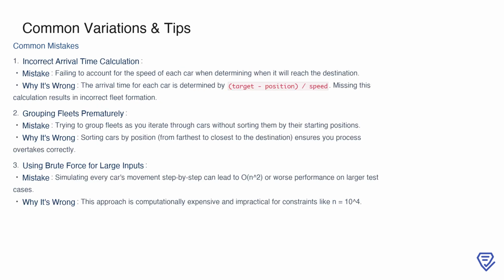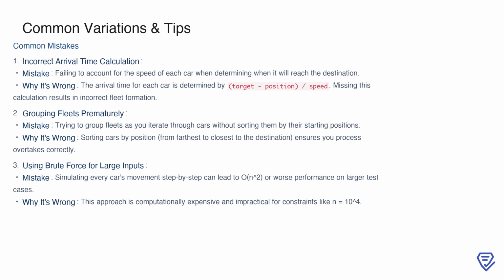When solving the car fleet problem, there are some common mistakes you should be aware of. First, incorrect arrival time calculations can throw off your entire solution. The arrival time for each car is calculated as the distance to the target divided by its speed, or (target - position) / speed. If you forget to account for this or miscalculate it, the fleets won't form correctly.